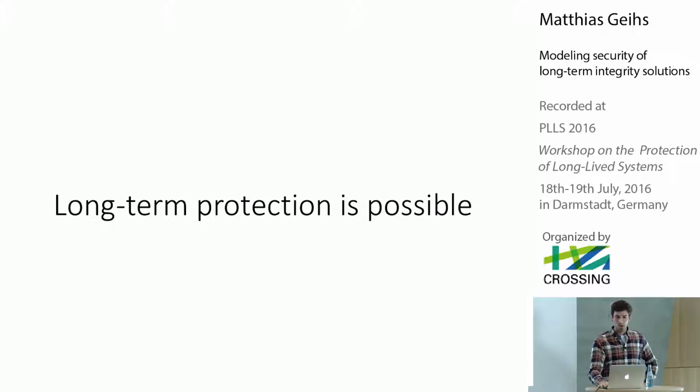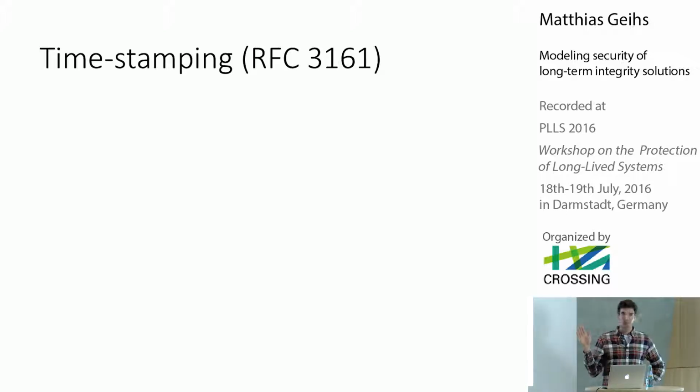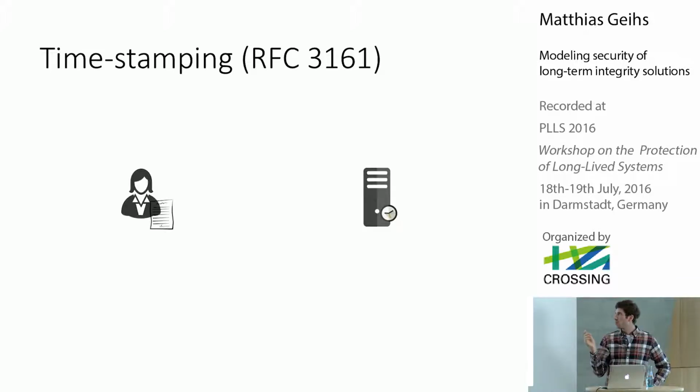The good news is that long-term protection is possible, as we've seen before. I will also briefly explain how it works for the integrity case, which is based on the basic mechanism of timestamping. This is, for example, specified in RFC 3161. The idea is we have a document owner with a document and a timestamping authority. The document owner wants to get a proof of existence or a proof of integrity from the timestamp authority.